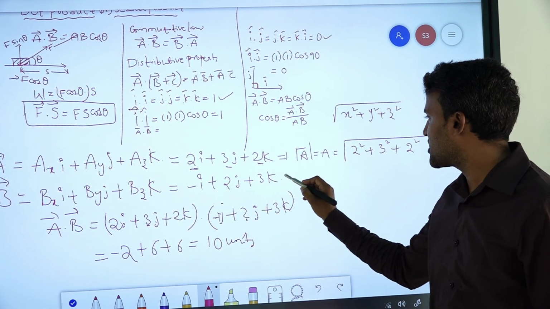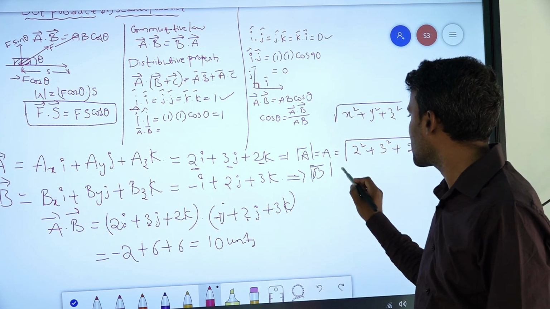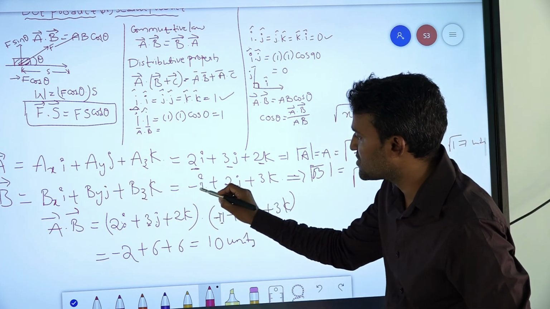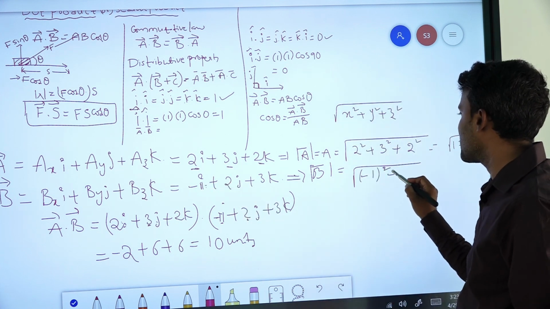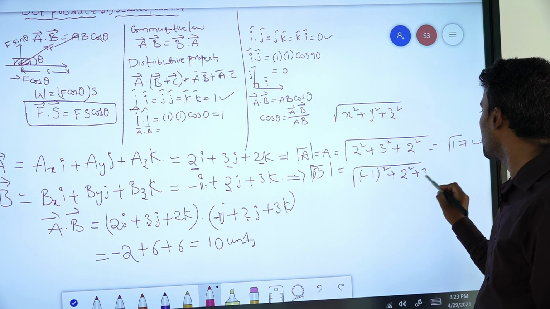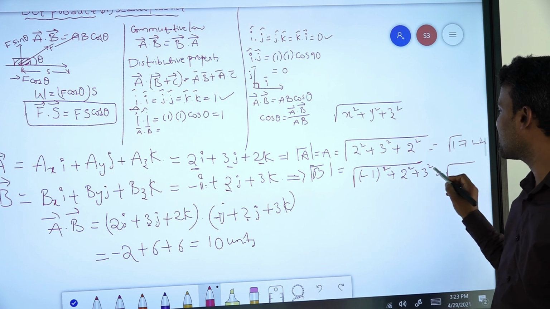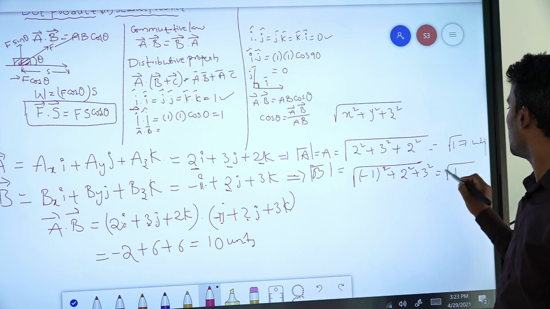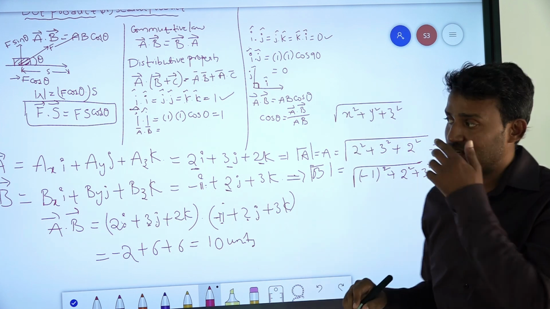Next one, I am writing about the b magnitude. The b magnitude is equal to the square root of, this is x. What is x? The i coordinate is minus 1. So minus 1 whole square plus 2 square plus 3 square, that equals 1 plus 4 plus 9. 1 plus 4 is 5, 5 plus 9 is 14. Root 14 units. So you can find out the magnitudes like this.